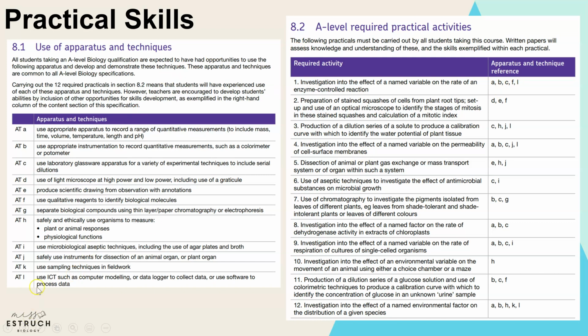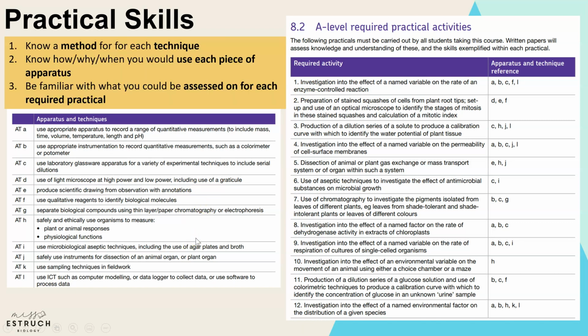So for example, we're told that F, let's see what F is. Use of qualitative reagents to identify biological molecules. So that could be, well, enzymes are proteins. Maybe I'll get a question linked to Biuret reagent to show that enzymes are proteins. So you need to know a method for each technique, know how, why, when you would use each piece of apparatus, and be familiar with what you could be assessed for each required practical. So that's how you can use this to your advantage.